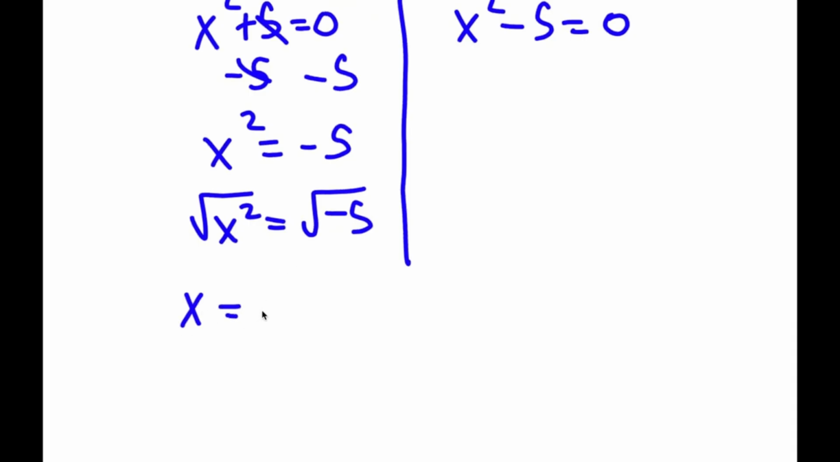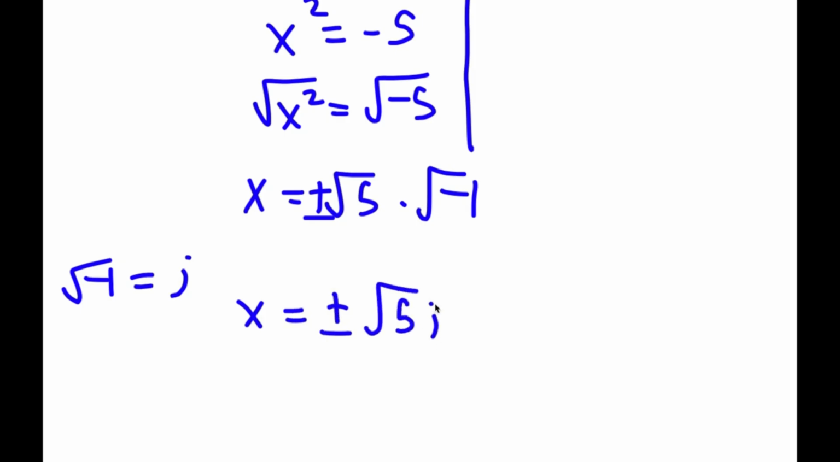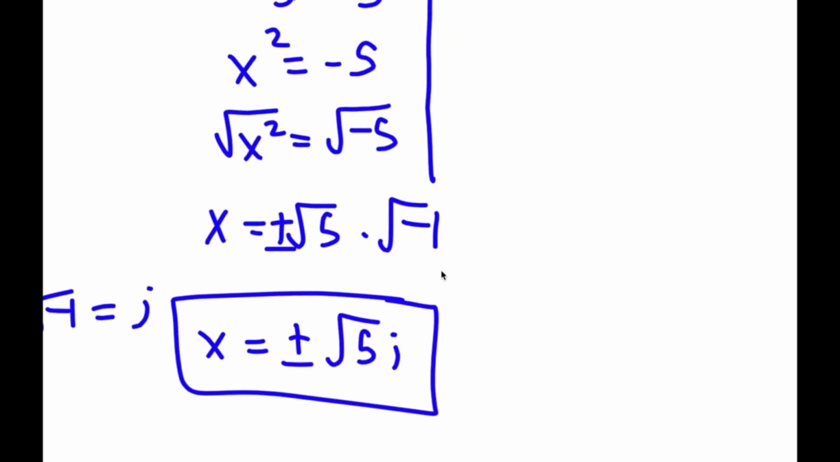The square root of negative 5 I can write as the square root of 5 times the square root of negative 1. And it's going to be positive or negative square root of 5. And if you guys didn't already know, the square root of negative 1 is actually equal to i. So now I have x is equal to positive or negative square root of 5i. So these are two solutions.